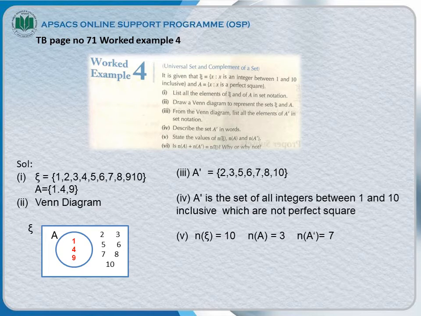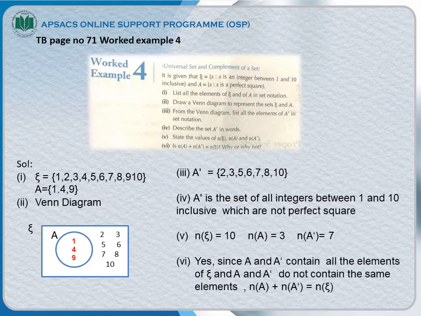State the values of set A, B, set A, universal set and A prime. It's done, sorry. Question number 6: is the number of elements in A plus the number of elements in A prime equal to the number of elements in the universal set? Why or why not? Let's see. Yes, since A and A prime contain all the elements of the universal set.